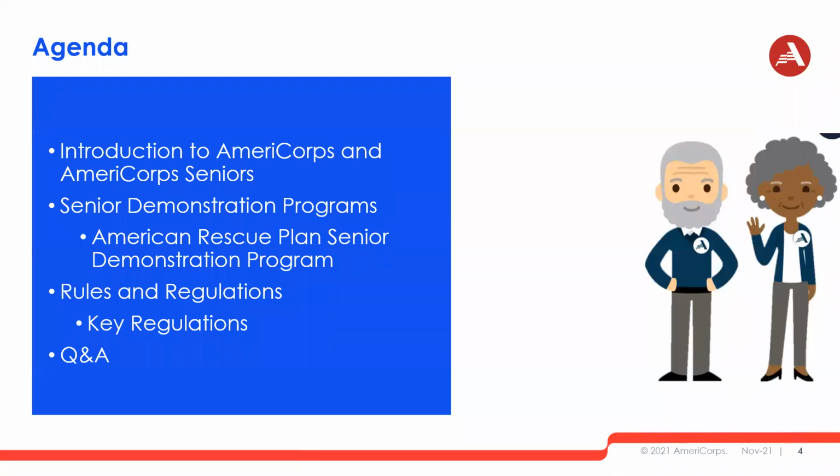Just very quickly, here's what we hope to accomplish today. We hope to provide some basic information about AmeriCorps, formerly known as the Corporation for National and Community Service, and AmeriCorps Seniors, formerly known as Senior Corps. We're going to review the Senior Demonstration Program objectives and key information to consider. As I mentioned, this session is a precursor to tomorrow's session that will cover the notice of funding opportunity for the American Rescue Plan in more detail.